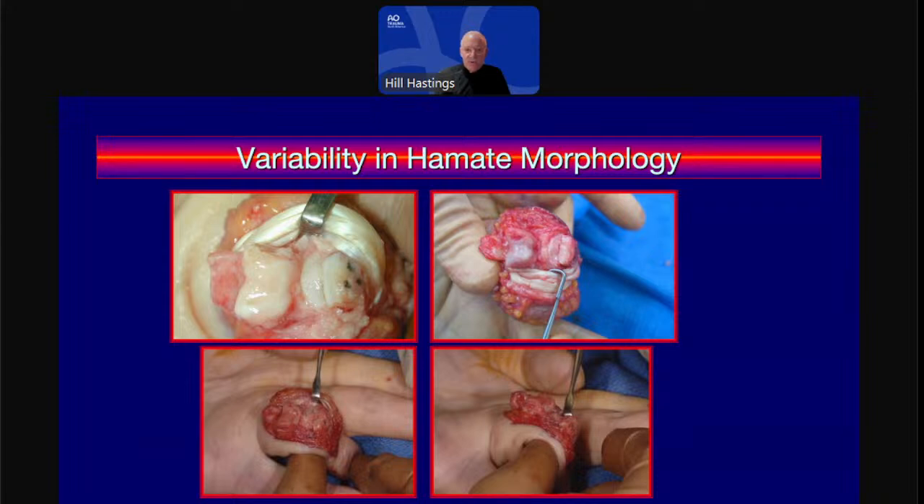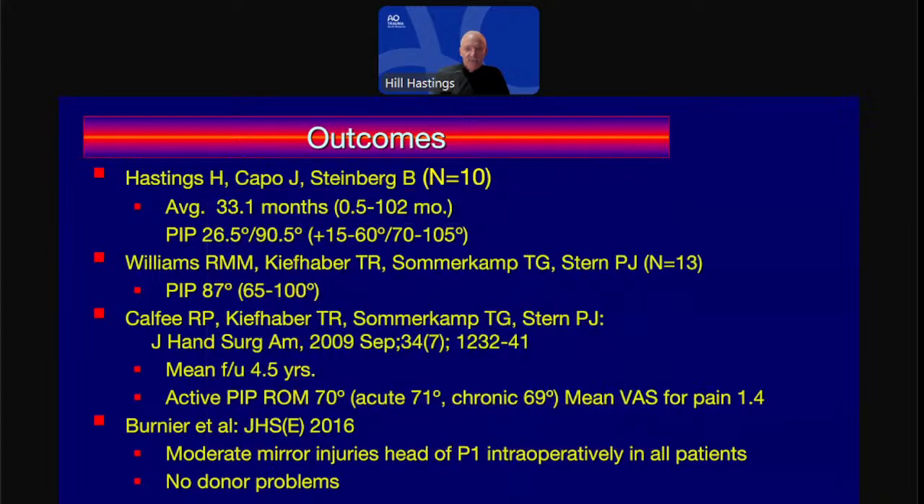just shows the morphologic differences. Some look absolutely perfect, some are not quite as perfect, but with the cartilage it serves and bone, it serves as a good buttress. I'll skim over the outcomes. They're mostly similar. Extension deficit in my first study of 26 degrees, flexion to 90. The Cincinnati group, 87 degrees. Better results when acute than chronic.